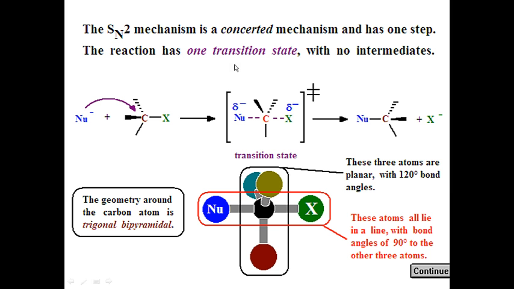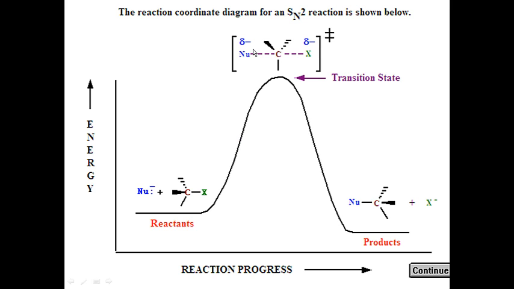Okay, so there's just one transition state for this reaction because it has one mechanistic step. Free radical halogenation had initiation and the two propagation steps, so it had a lot of elementary steps for its mechanism. For SN2, it's one concerted step. Okay.